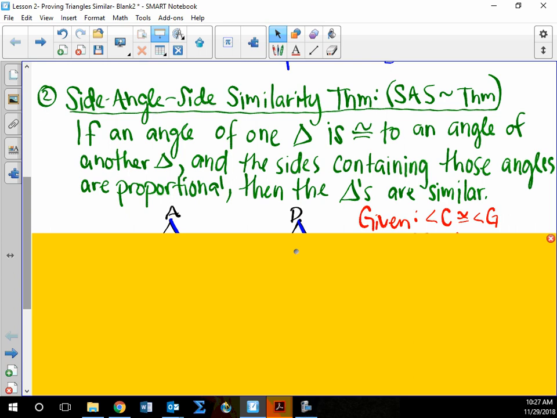Okay. So this is a similar setup to what we have for SAS for congruency, in that the angle is in between your 2 sides. Okay, so we call that the included angle, and that's what it means by the sides containing the angle. So it's the angle in between those 2 sides. And just a reminder, if you want to make a note for yourself, proportional means that they have the same ratio.